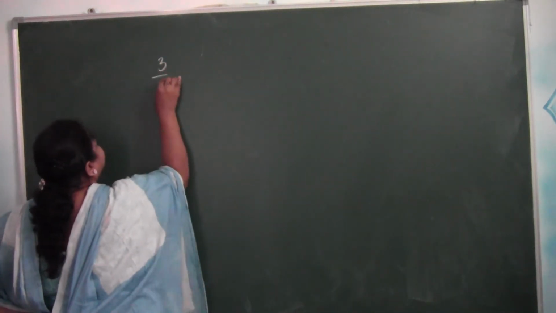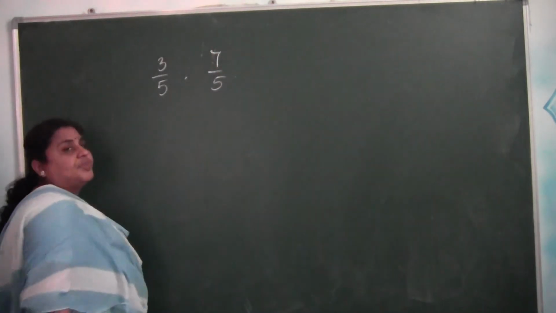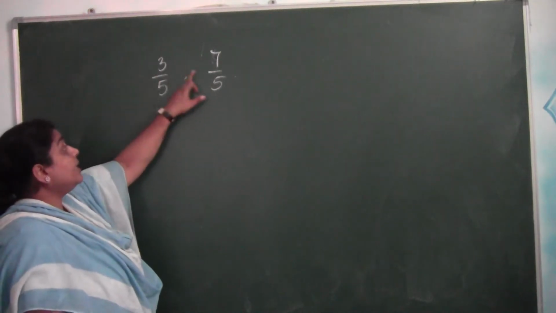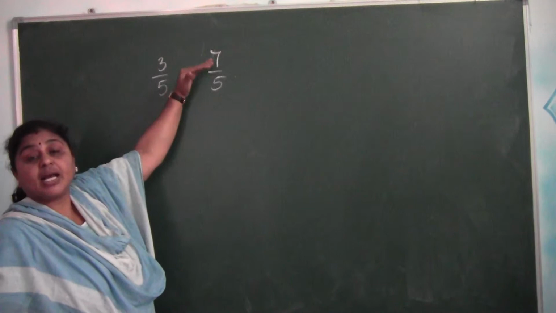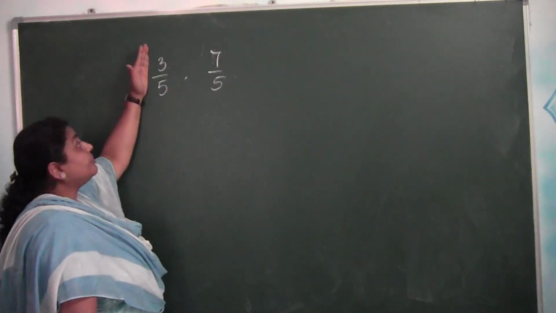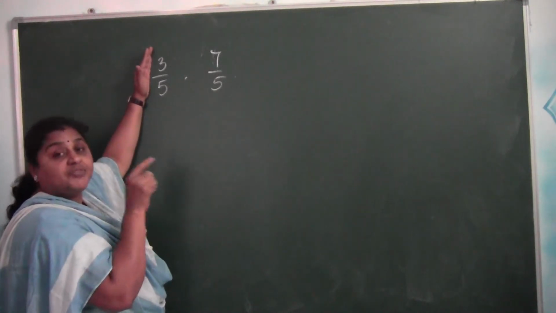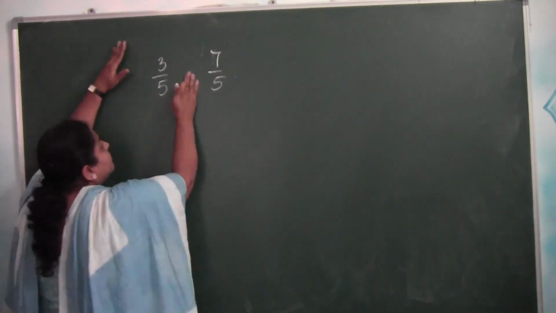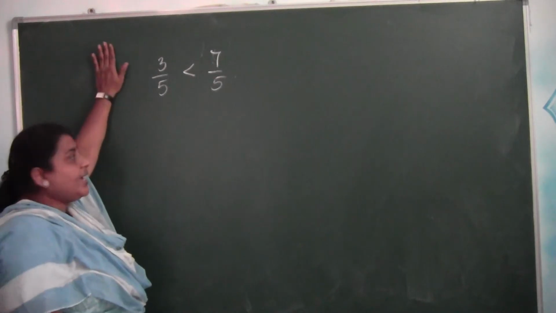3 by 5 and 7 by 5. Now the denominators are the same. When denominators are the same, we compare the numerators. Children, the smaller the numerator, the smaller the fraction. If the numerator is small, the fraction is small. Therefore, which symbol will I write here? Less than symbol.